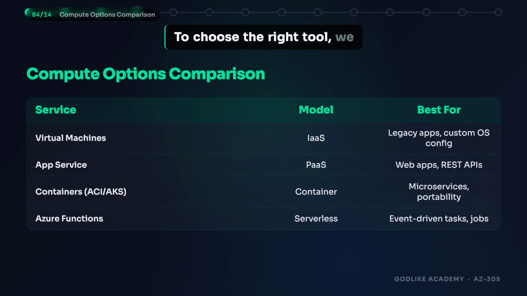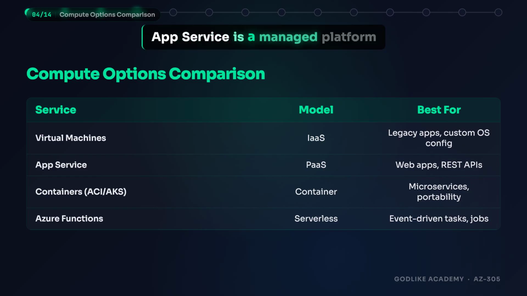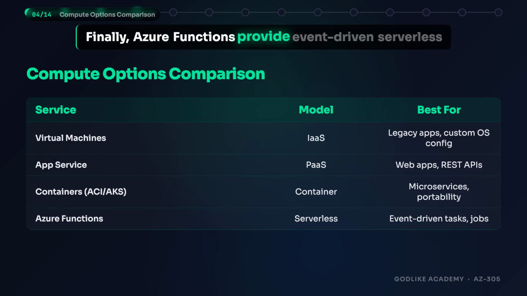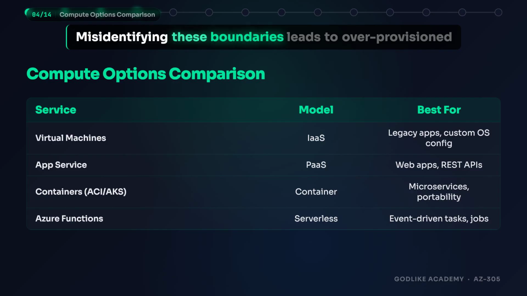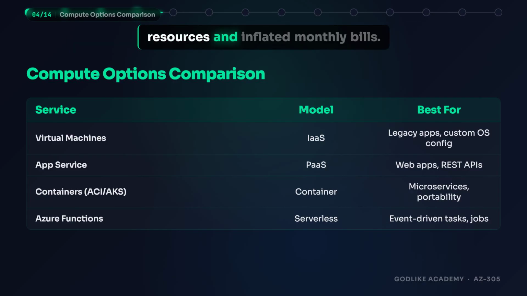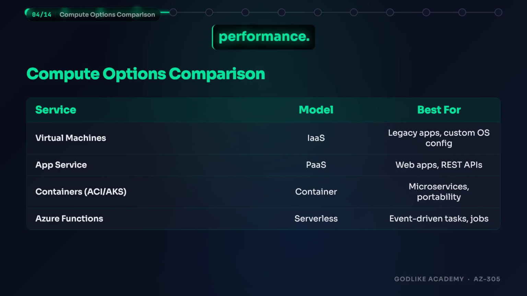To choose the right tool, we must compare the core options side by side. Virtual machines offer maximum control but require OS patching. App Service is a managed platform ideal for web apps and APIs. Containers like ACI and AKS package code with dependencies for portability. Finally, Azure Functions provide event-driven serverless execution where you pay only for usage. Misidentifying these boundaries leads to over-provisioned resources and inflated monthly bills. The certification exam requires you to match specific workload characteristics to the exact service tier that delivers optimal performance.